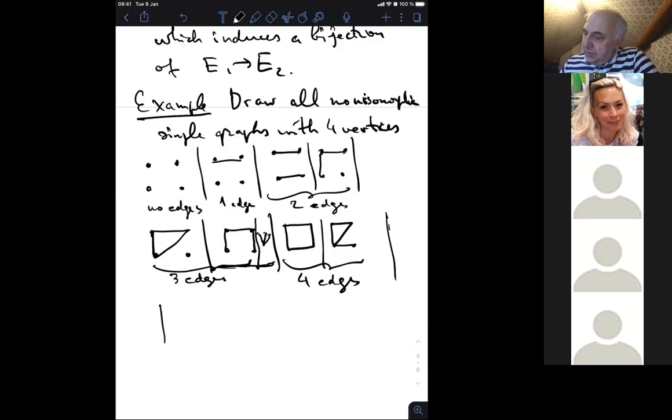Now 4 edges, what do we have? So 4 edges, we had this and that. And I guess this is it with 4 edges, yes? Yeah. Now 5 edges, what do we get there? So with 5 edges, we can have a square with a diagonal.